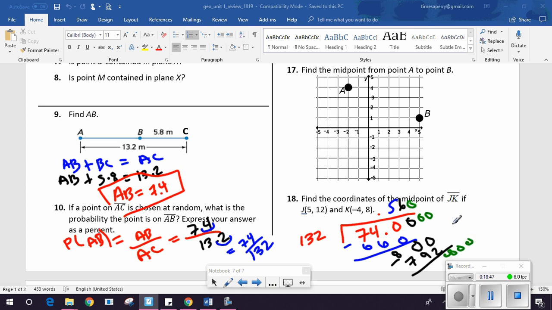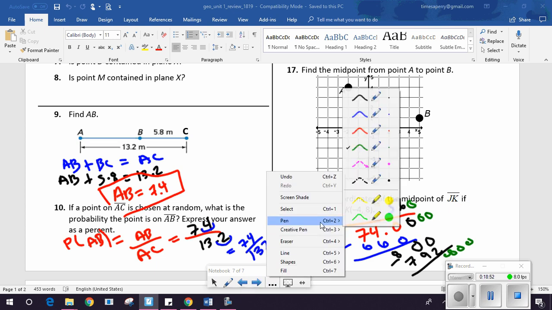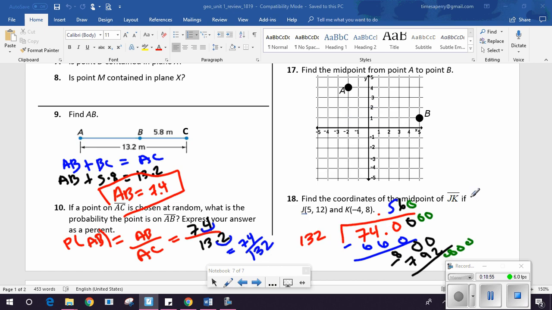So again, you want it as a percent. So we move the decimal, which is 0.560. You move the decimal 2 places to the right. So that's about 56%. 56% chance of landing on AB.